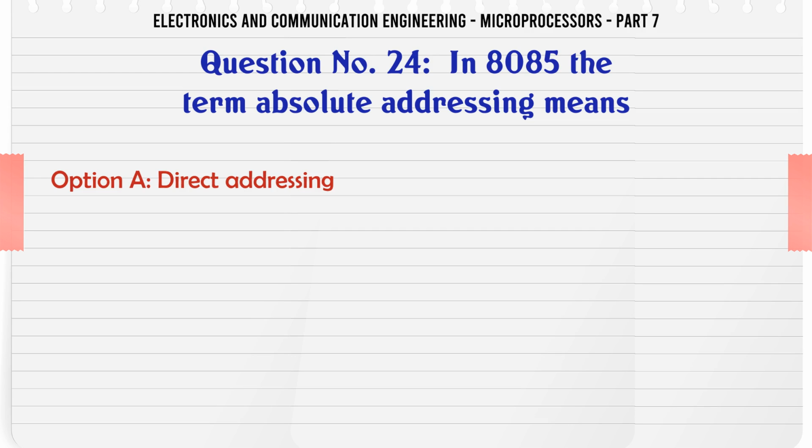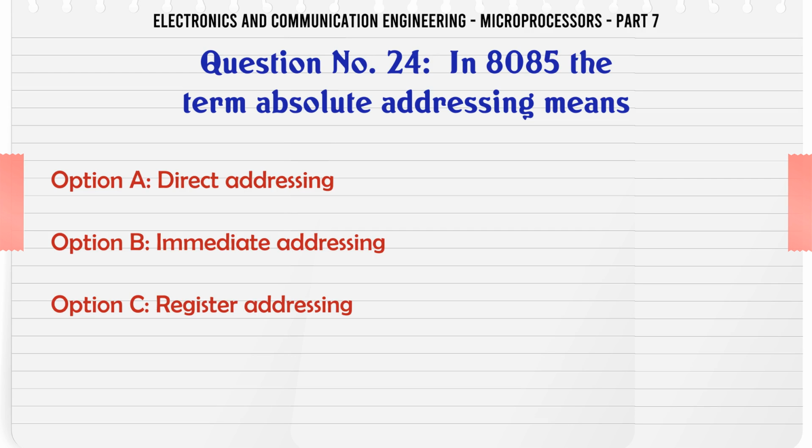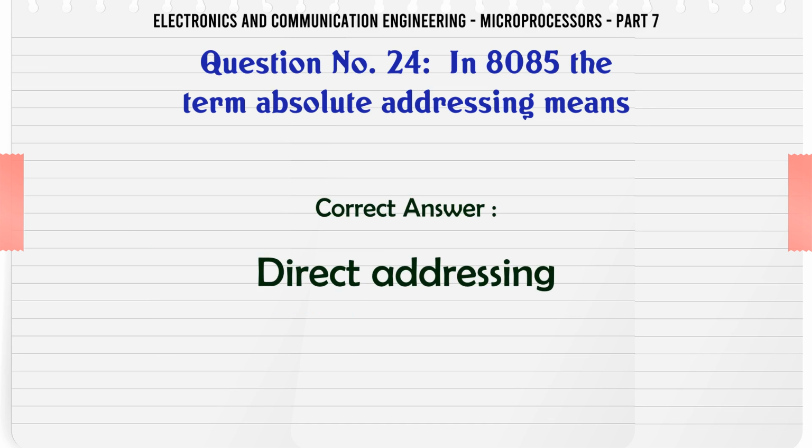In 8085, the term absolute addressing means: A, direct addressing. B, immediate addressing. C, register addressing. D, register indirect addressing. The correct answer is direct addressing.